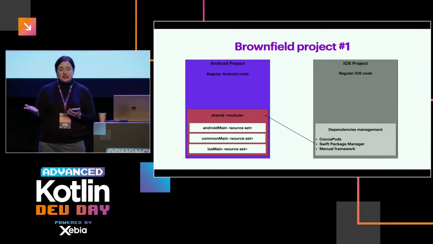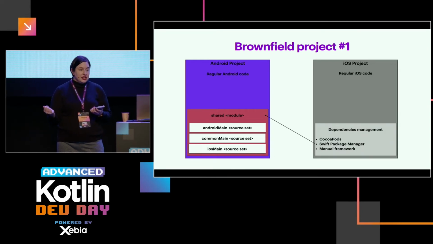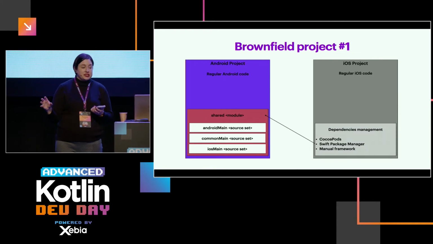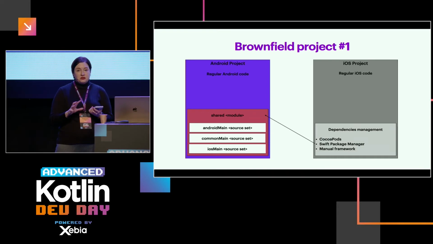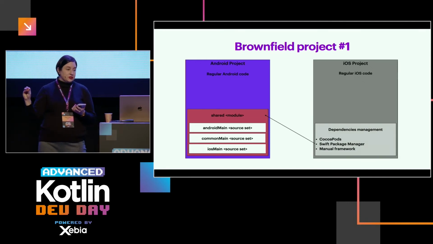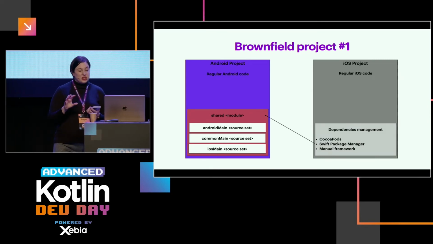But of course, not all projects can be brand new, and that's the brownfield scenario. Sometimes you have existing and separate Android and iOS apps, and that's perfectly fine. What you can do is create a shared module in your Android project, and there's a new module wizard that you can use to do that. That wizard will also help you define how you're going to distribute your shared code to Xcode. But this doesn't really scale very well.